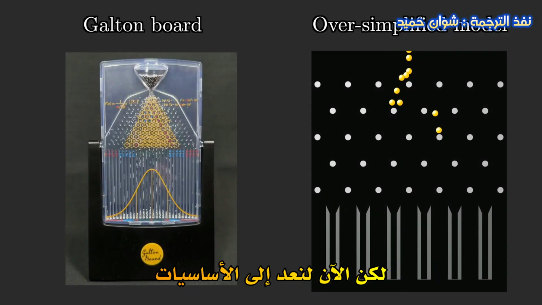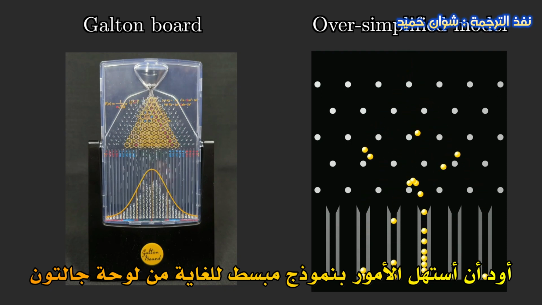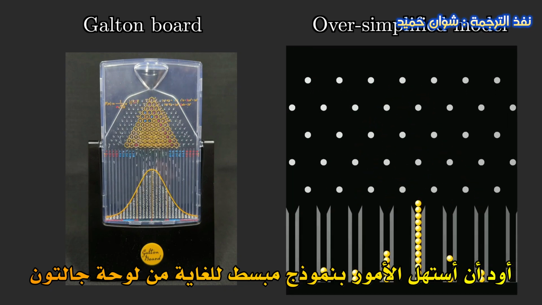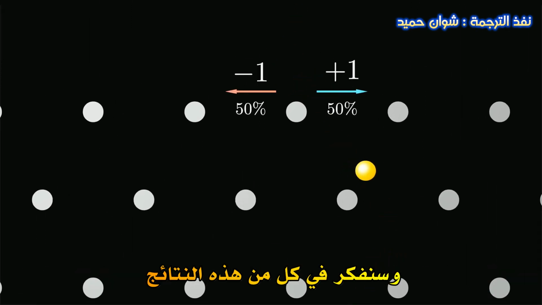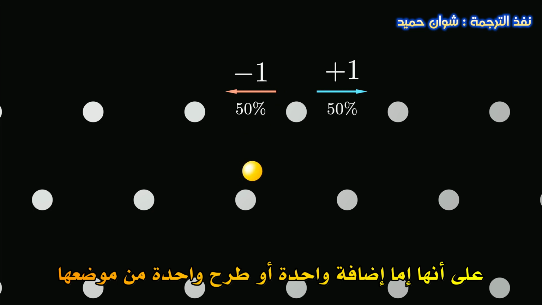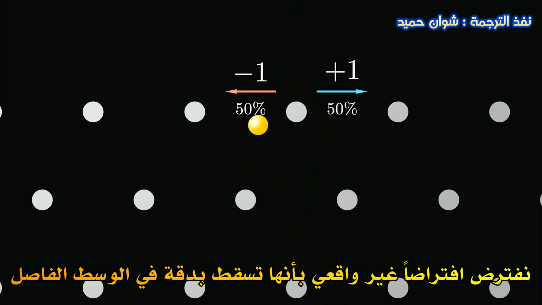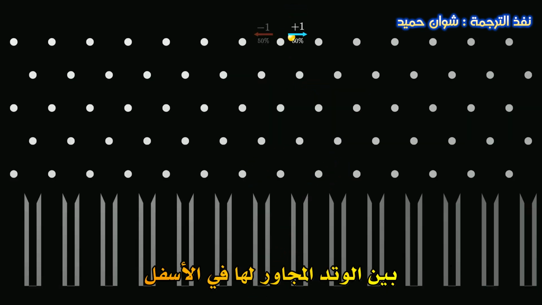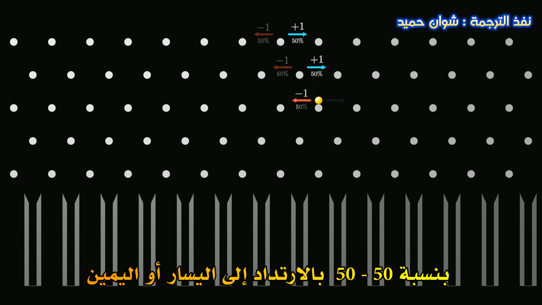But right now, back to the fundamentals, I'd like to kick things off with an overly simplified model of the Galton board. In this model, we will assume that each ball falls directly onto a certain central peg, and that it has a 50-50 probability of bouncing to the left or to the right. And we'll think of each of those outcomes as either adding one or subtracting one from its position. Once one of those is chosen, we make the highly unrealistic assumption that it happens to land dead on in the middle of the peg adjacent below it, where again, it'll be faced with the same 50-50 choice of bouncing to the left or to the right.